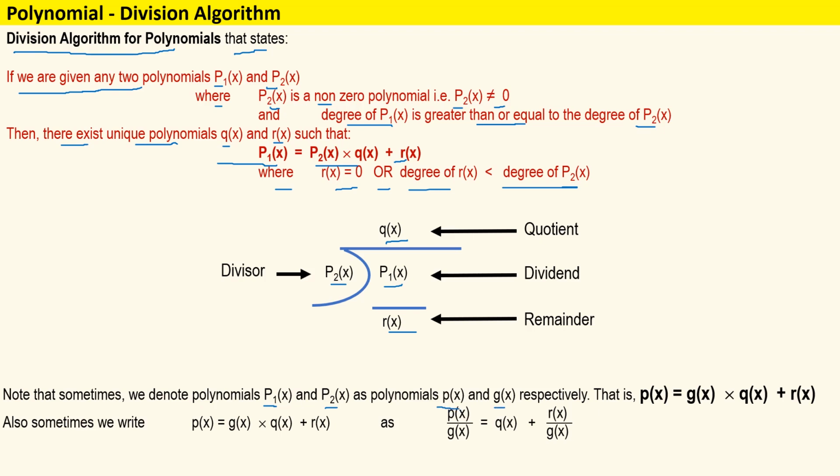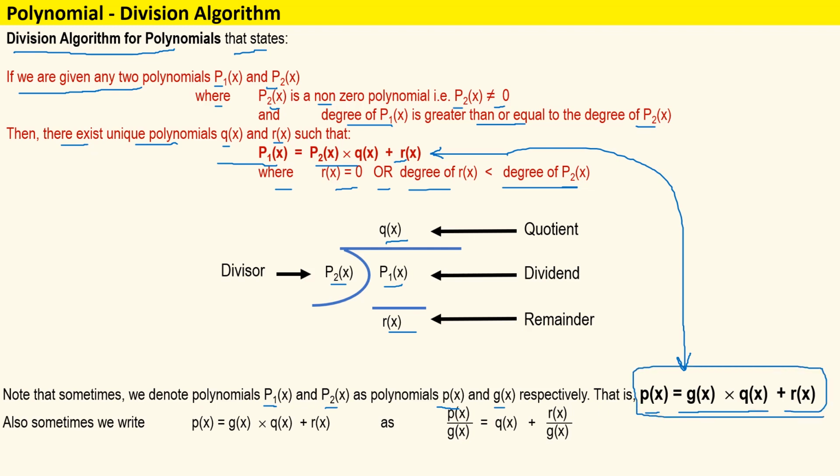And in that case, the division algorithm, which is represented by this equation, becomes the equation p(x) is equal to g(x) times q(x) plus r(x). That is, the division algorithm will be written as p(x) is equal to g(x) times q(x) plus r(x). Also, sometimes we write this as p(x) divided by g(x) is equal to q(x) plus r(x) by g(x).